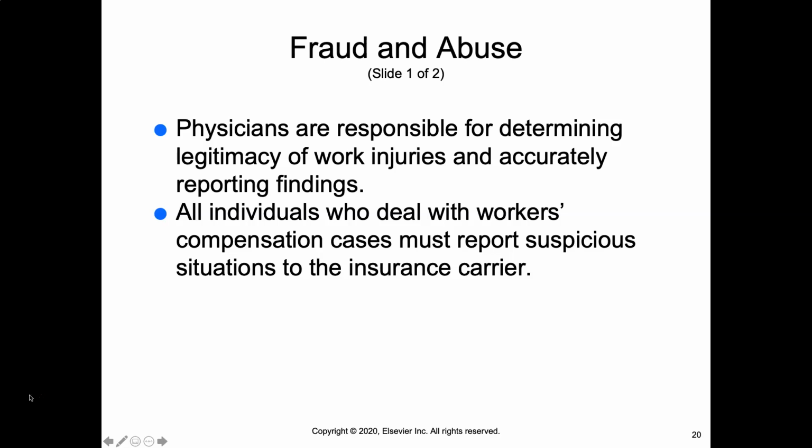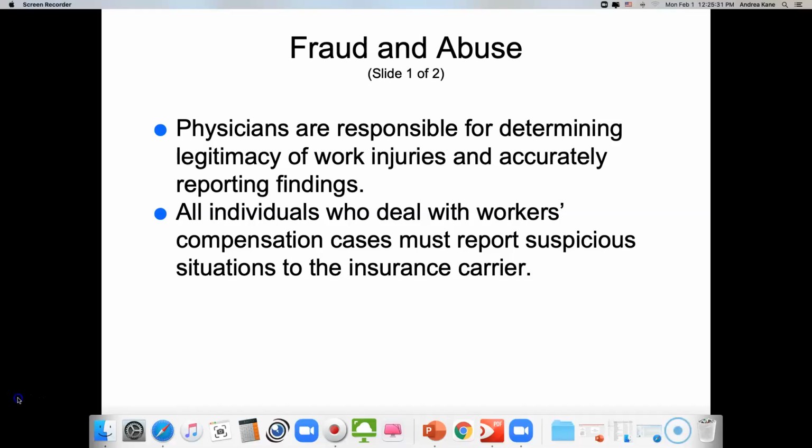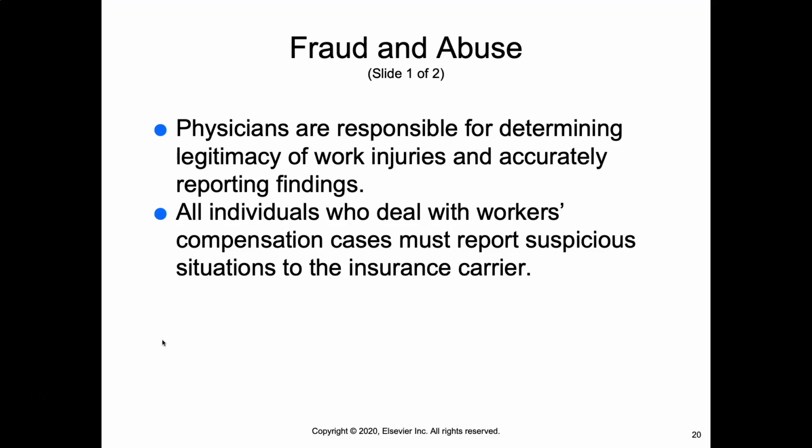Excuse me, I'm going to sneeze. Excuse me, goodness. Sorry about all my sneezing. I've taken some allergy medicine, so hopefully that'll kick in and help me a little bit more here, and I won't sneeze so much.